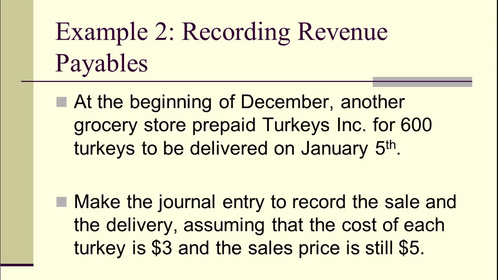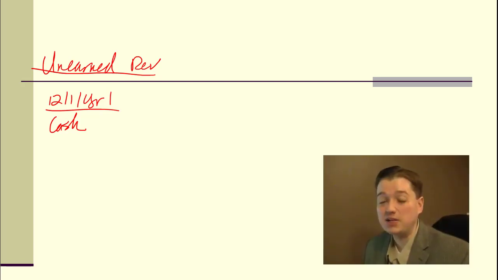So we're going to make the journal entry then for this early payment. And there's 2 pieces to this. Number 1, we have a sales price. Number 2, we now have the cost. So we can go ahead and record the cost of goods sold for this as well when it becomes necessary. This is our unearned revenue. On December 1st of year 1, we get cash. How much cash? So normally we would take 600 turkeys, $5 each, that's how much cash we're getting.